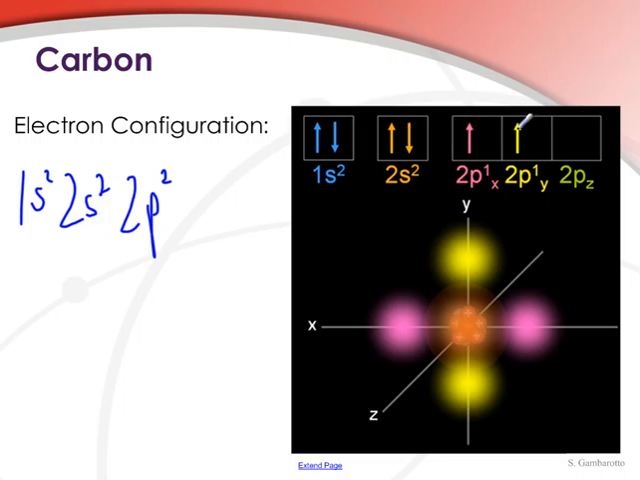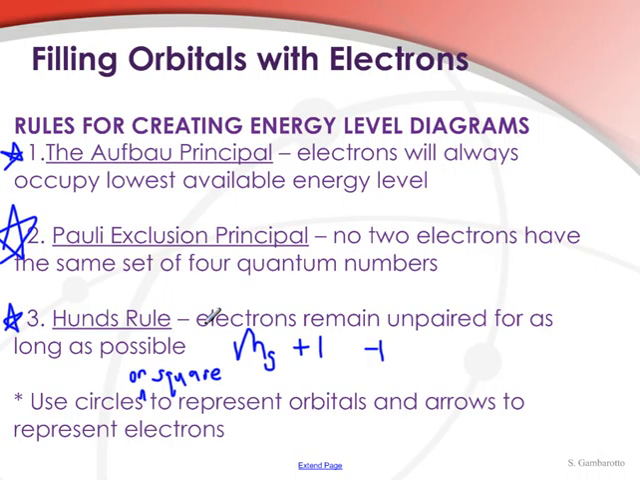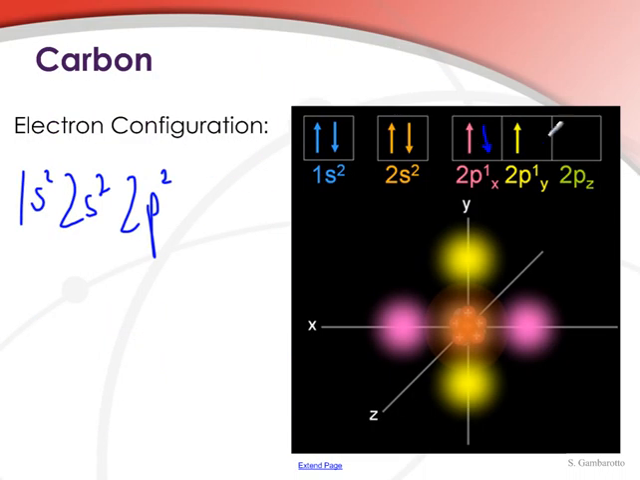Now, why did I put it here and not here? Again, if we go back to our rules, electrons remain unpaired for as long as possible. That is Hund's rule. So Hund's rule says electrons have to remain as unpaired as long as possible, which means if we've got these other orbitals we can fill up, the electrons will be much happier there than anywhere else. So I'll just erase that because that's not right. So that's why we put the electron there first.